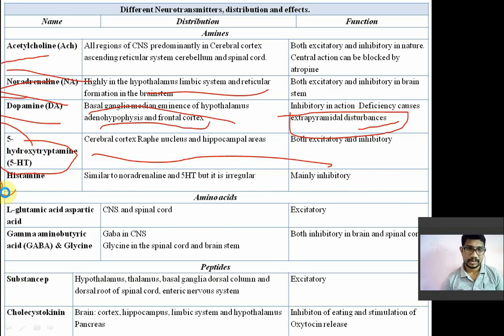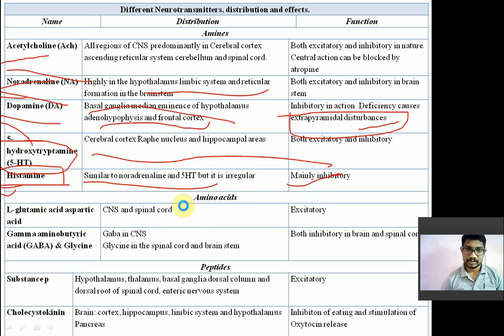Histamine is also a biogenic amine. It has H1, H2 and H3 receptors, three kinds of receptors. For 5-hydroxytryptamine, the receptors are 5-HT1, 2, 3, 4 and 5. Out of that, 5-HT3 is an ion channel, a target for anti-emetic drugs. Histamine is mainly inhibitory in nature. It is also found in the areas where noradrenaline is present, but irregularly.